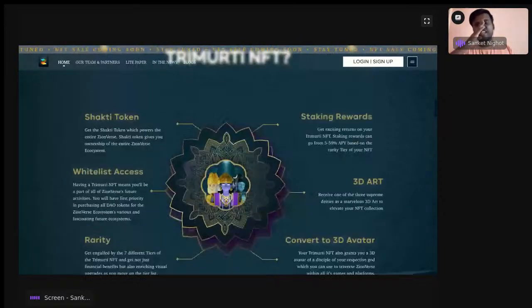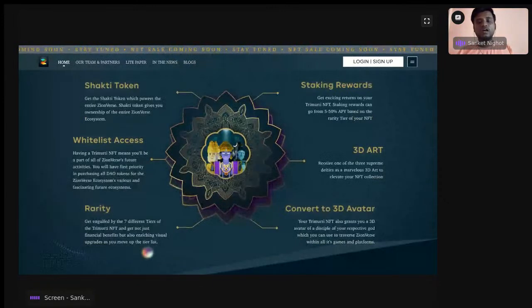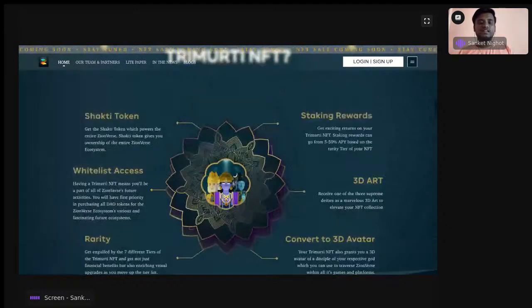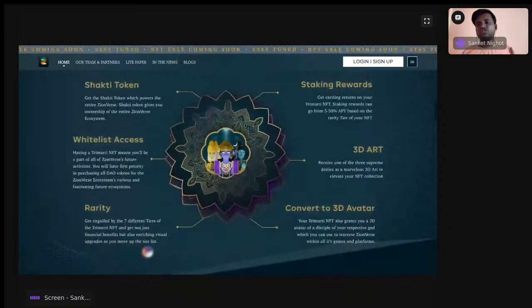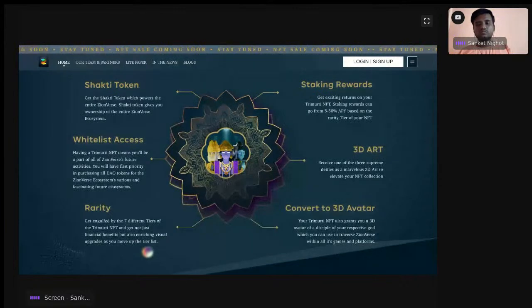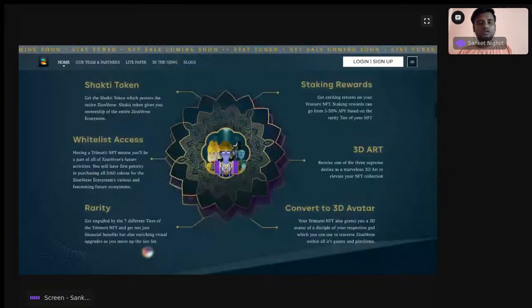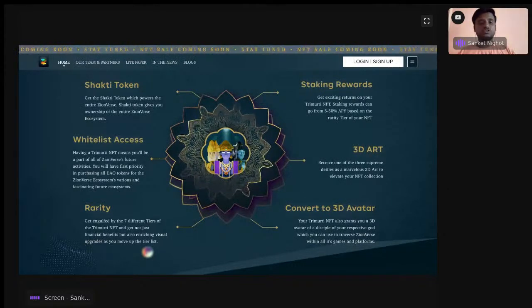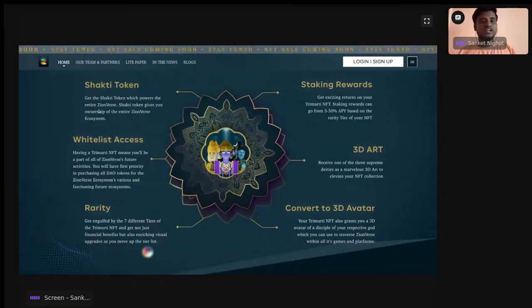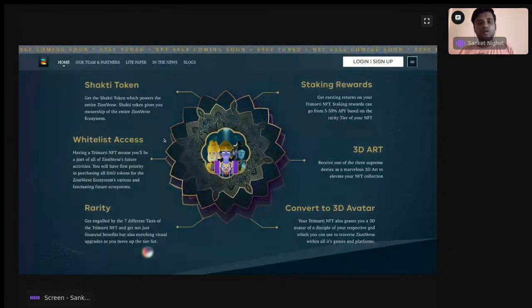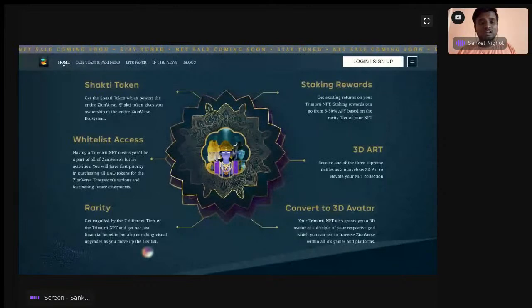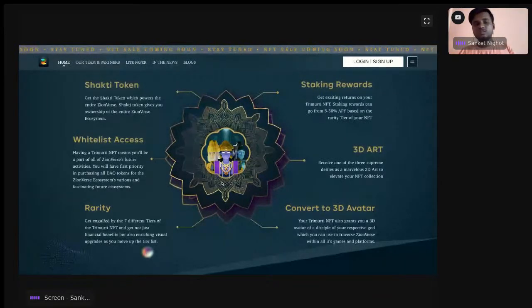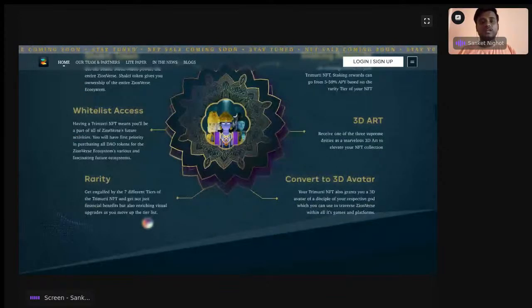In staking rewards, you can stake these NFTs and earn out of it. Then in 3D art, you can convert the NFTs into 3D avatars or 3D arts, and rarity means each and every NFT is rare, and it will have unique features. Then you will also get Shakti tokens which power the entire Xanaverse they are building, and for that they are selling these tokens, and you will also get whitelist access to all the upcoming future projects they will be building.